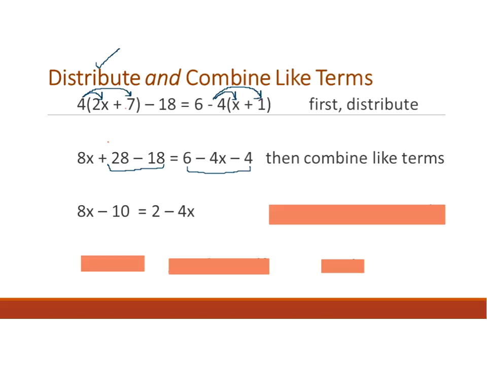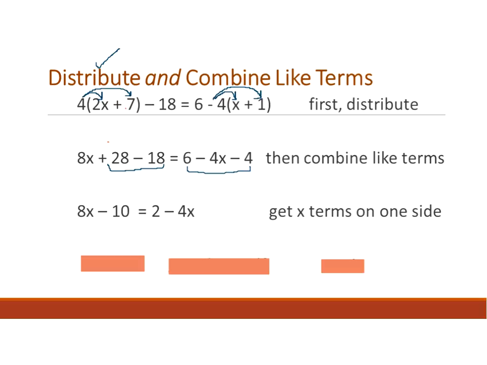Now we have an x term and a constant on the left side, and we have a constant and an x term on the right side. So our next step is to get all of the x terms on one side of the equal sign. And it really doesn't matter which side of the equal sign. I always like to make sure that x is going to be positive, just to deal with one less negative number.